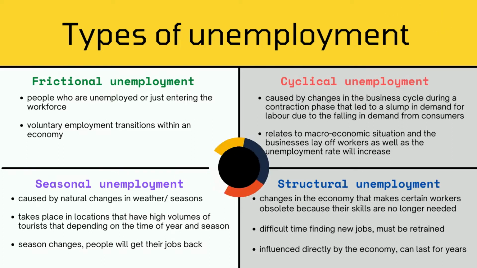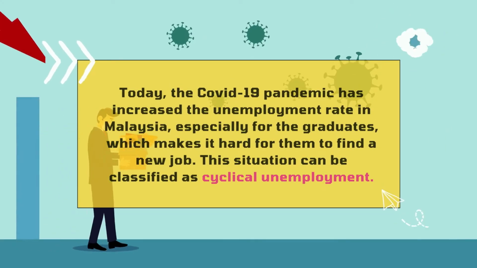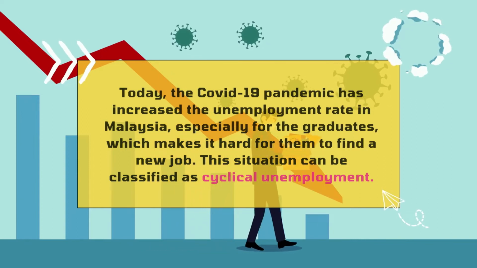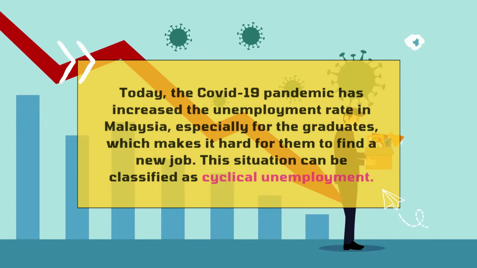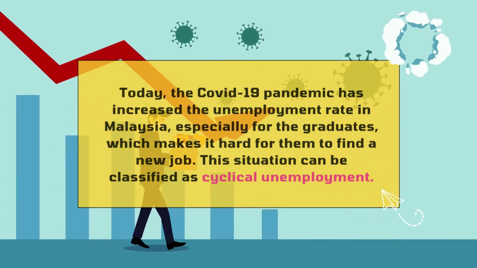Lastly, structural unemployment. It refers to changes in the economy that make certain workers obsolete because their skills are no longer needed. They will have a difficult time finding a new job and they must be retrained for the new job market. This type of unemployment is influenced directly by the economy and it can last for years. Today, the COVID-19 pandemic has increased the unemployment rate in Malaysia, especially for graduates, which makes it hard for them to find a new job. This situation can be classified as cyclical unemployment.